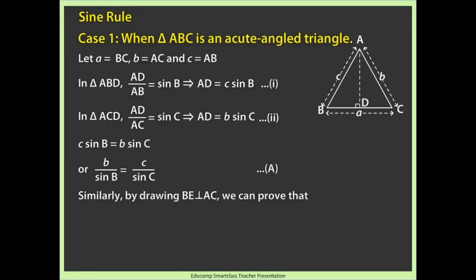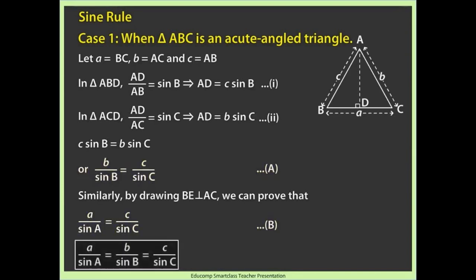Similarly, by drawing BE perpendicular to AC, we can prove that a over sine A is equal to c over sine C. Name it as equation B. Now, from equations A and B, we have a over sine A equal to b over sine B equal to c over sine C.